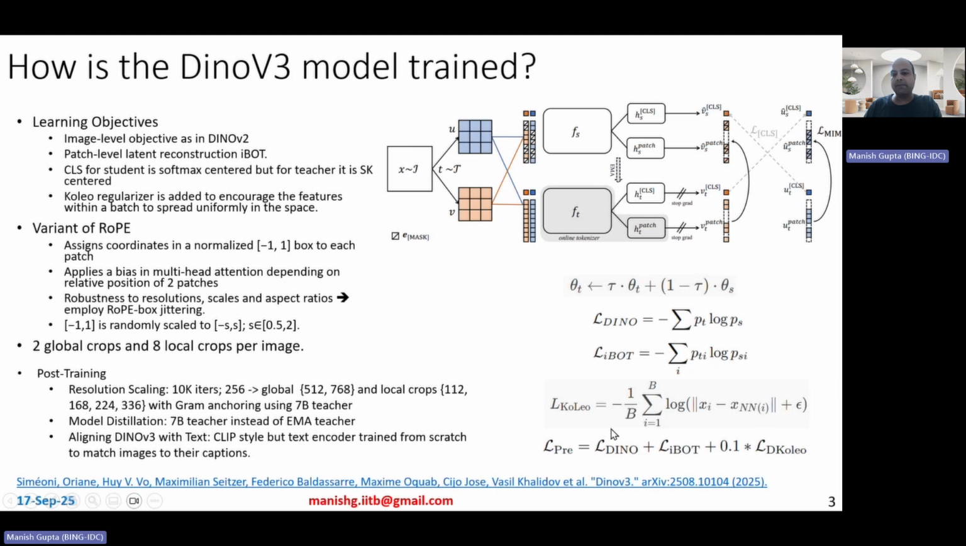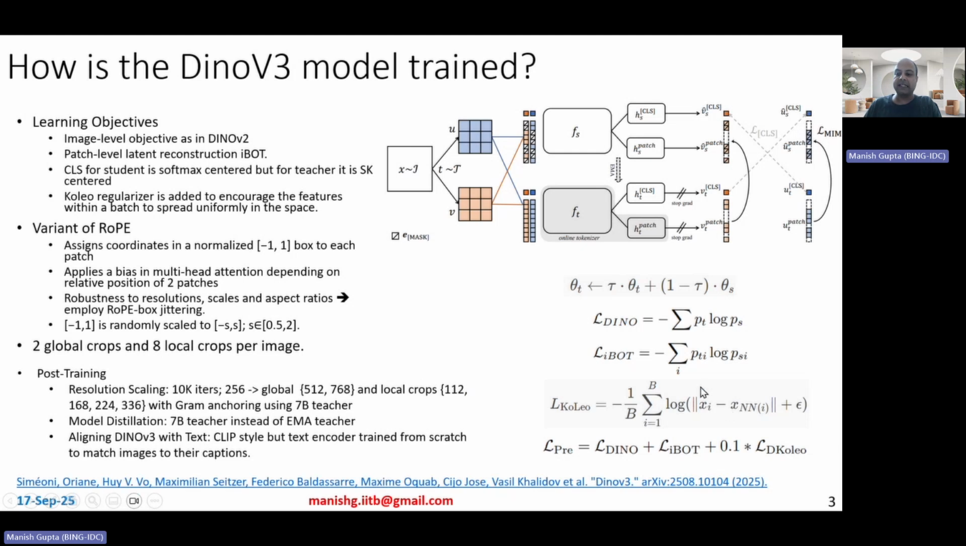So you take a batch of images and you take the CLS tokens of those images. So basically, let's say i is one of those images in the batch, right? So you take the CLS token of image i from the student side. And then you find the nearest neighbor of this in the entire batch. So let's say you find the nearest neighbor image in the entire batch.